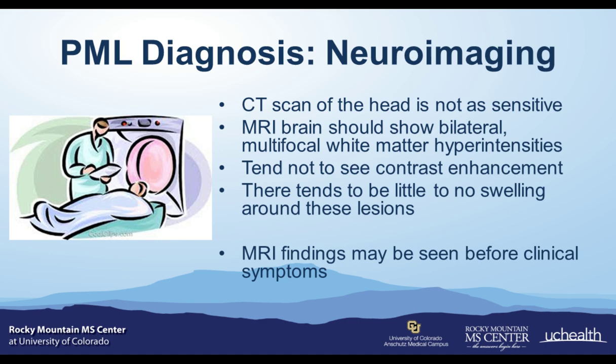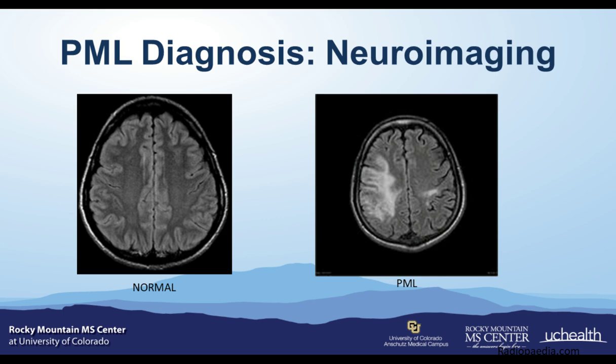What do MRI scans show? And this is a little bit more of logistics, and certainly don't expect anyone to understand exactly what this means. But we describe it as bilateral multifocal white matter hyperintensities. And I'm going to show you a picture of what that looks like in just a second. If dye or contrast is given to patients for these MRI scans, they tend not to show up bright with regular traditional PML caused by MS medications, and there usually tends to be not very much swelling around these lesions. We usually tend to see MRI findings before patients are reporting symptoms.